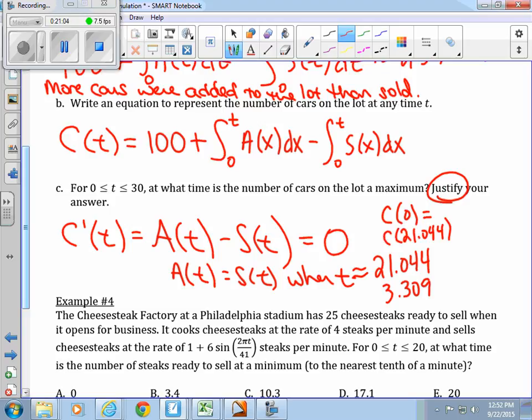21.044, C of 3.309, and C of 30. I already know C of 0 is 100, so I can save some calculator steps that way. Other than that, I'm going to plug this in my calculator.